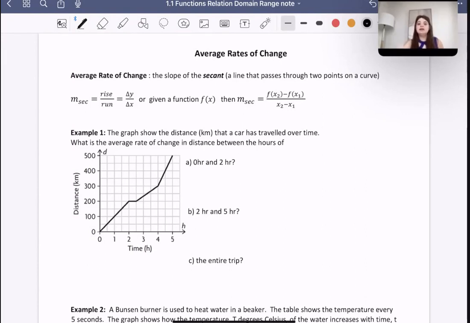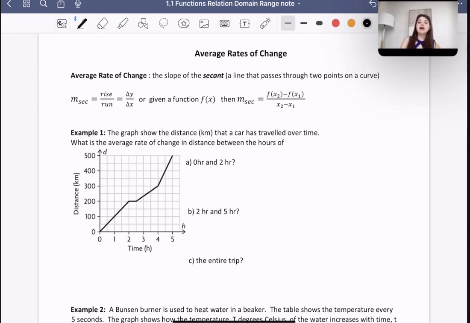Okay, so average rate of change has to do with the slope of the secant line, and that's a line that passes through 2 points on the curve. The slope of the secant line is very much the same as any slope, right? We know that any slope is equal to delta y over delta x, or rise over run, whichever you prefer, right? Or given a function f of x, the slope of the secant would be f of x2 minus f of x1, so those two y values, or f of x values as we're calling them, over x2 minus x1.